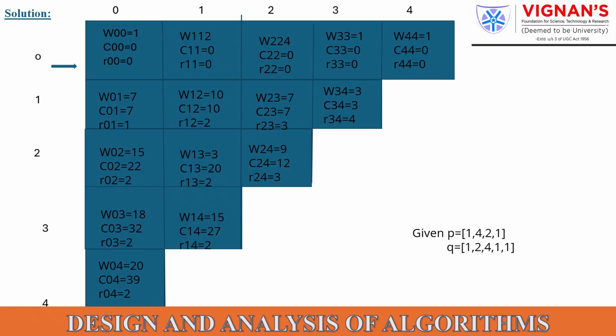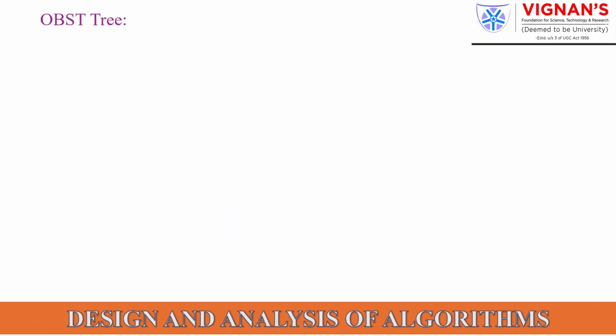Finally, using this table, we construct the optimal binary search tree with the least average number of comparisons. By filling the table diagonally using dynamic programming, we avoid recomputation and guarantee the minimum average search cost. Using the R of I, J values, we can now construct the final OBST. Now let us construct the optimal binary search tree using the R of I, J table.